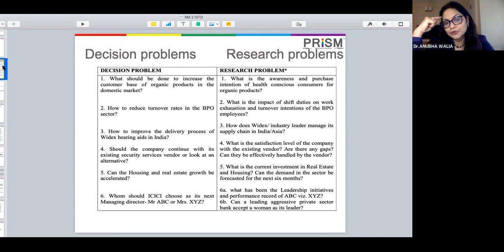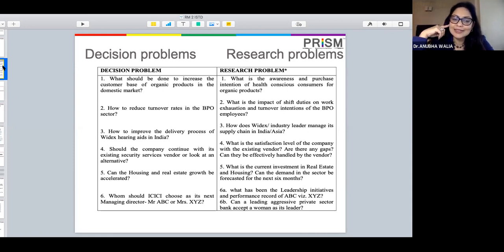Should the company continue with its existing security service vendor or look at the alternatives? What is the satisfaction level of the companies with the existing vendors? Are there any gaps? Can they be effectively handled by the vendors? Can the housing and real estate growth be accelerated? What is the current investment in real estate and housing? Can the demand in the sector be forecasted for the next 6 months?